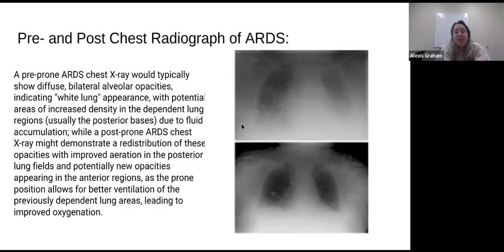While a post-prone ARDS patient might demonstrate a redistribution of these opacities with improved aeration in the posterior lung fields and potentially new opacities appearing in the anterior regions. As the prone position allows for better aeration of the previously dependent lung areas, this leads to improved oxygenation. So in this first one, you can see it's very white, and then the second one, you can see where it starts blackening up a little bit, that's the air, more air getting into the lungs.